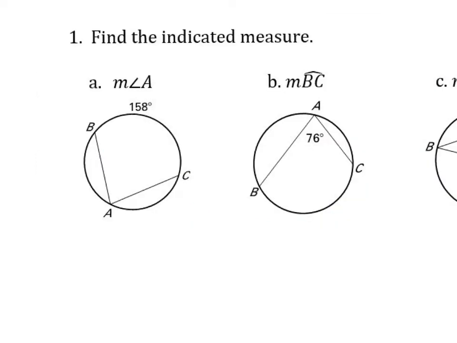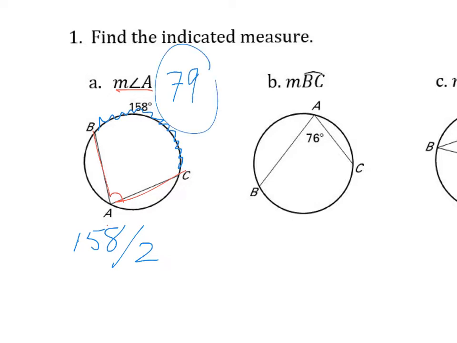So for my first couple examples, I'm looking for either an angle or an arc measure. So for the first one, I'm looking for the measure of angle BAC. All right, well, I know it opens up to this intercepted arc, 158. And because it's an inscribed angle, I know that it's going to be half the measure of that intercepted arc. So the measure of angle A is going to be 79 degrees.